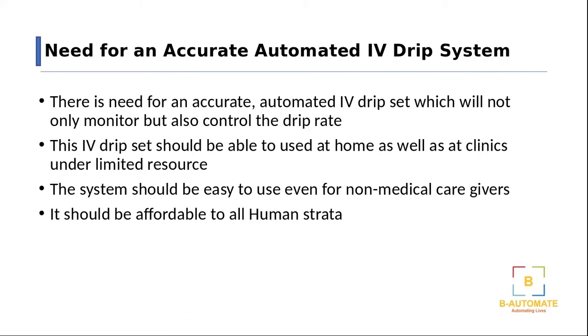It is clear from above mentions that an accurate, automated system to monitor and control fluid administration through IV drips, which can be applied at home as well as at clinics under limited resource setting by respective caregivers to prevent associated complications, is necessary. Only by tackling the problems encountered in the usage of IV drip, minimizing its complications and improving its accuracy, we shall be able to provide the required care to the patients. The device should not only be simple to use but also cost effective and affordable to all human strata.